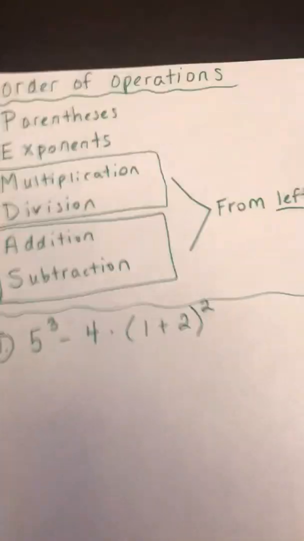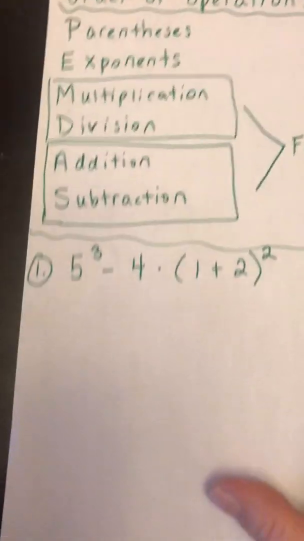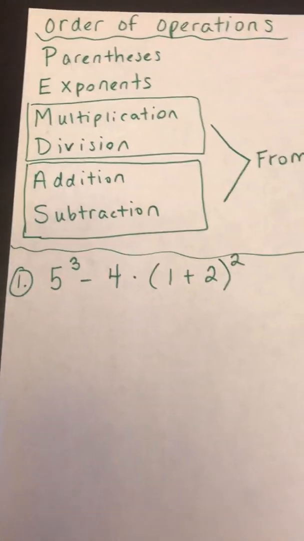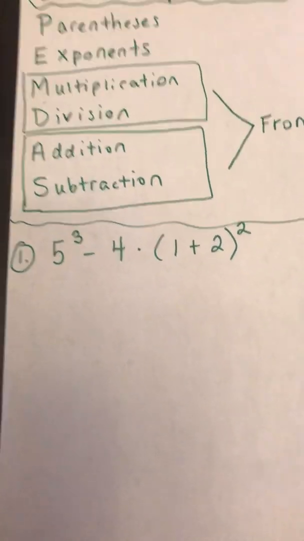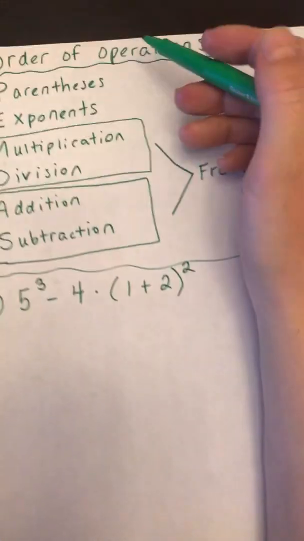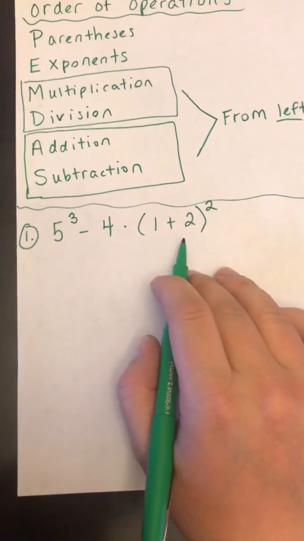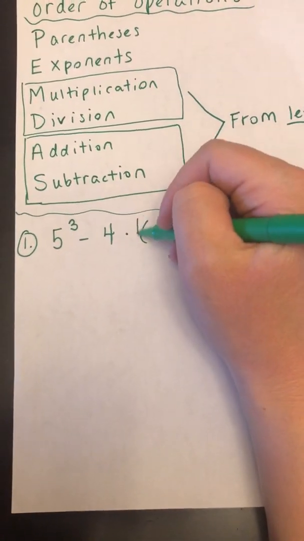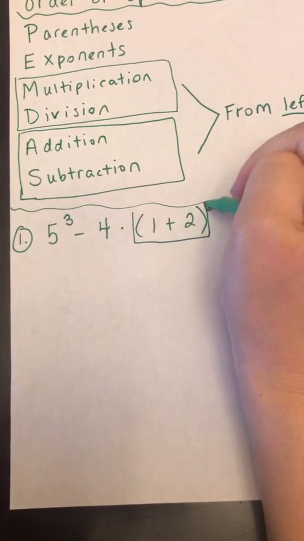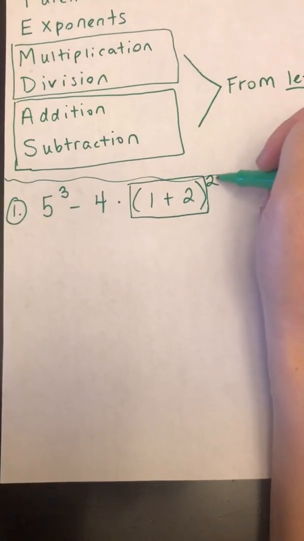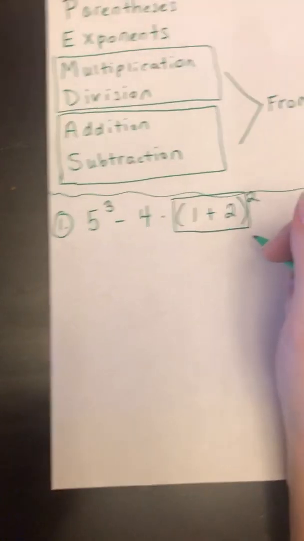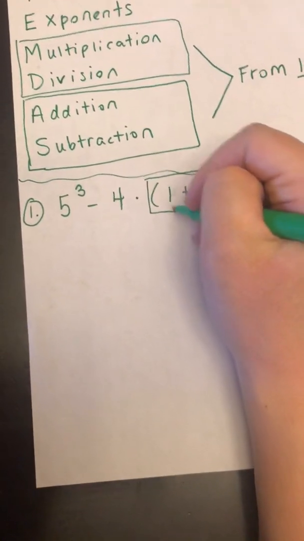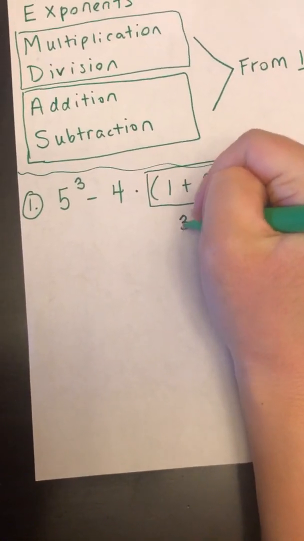So here we go. Number one, we're going to do 5 cubed minus 4 times (1 plus 2) squared. Okay? Now, for the order of operations, I just kind of go through a checklist. I look for, are there any parentheses? In this case, yes. So I'm going to do this first only. Now, this exponent is still there, but I'm not going to mess with that yet. I'm only going to simplify this, and I'm only going to do one thing at a time and bring everything else down. So 1 plus 2 is 3.